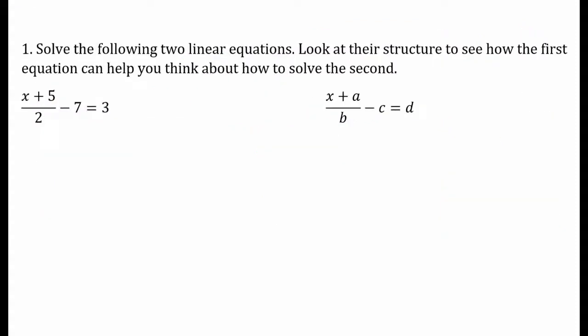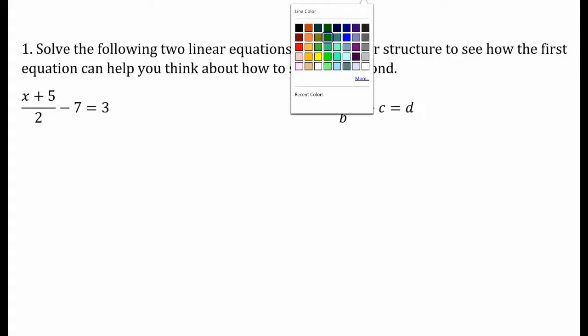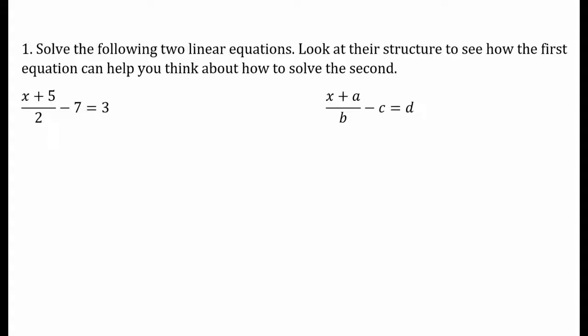So solve the following two linear equations. Look at their structure to see how the first equation can help us think about the second. So let's look at them. X plus 5 over 2 minus 7. X plus a over b minus c. So it has the same structure in that it's x plus something divided by something minus c. So let's solve this first one here.